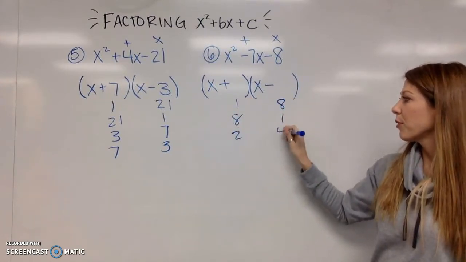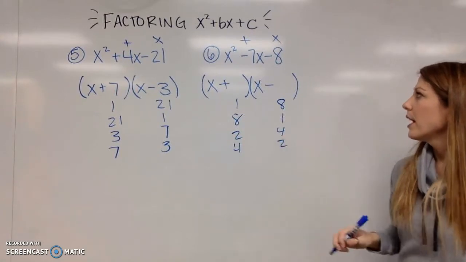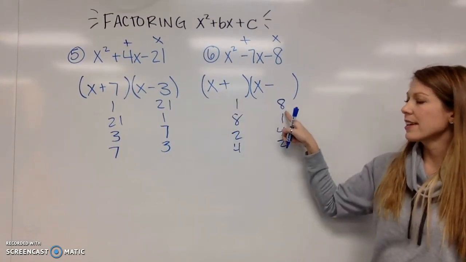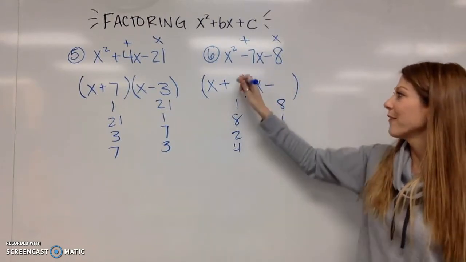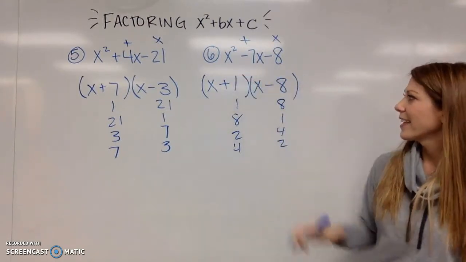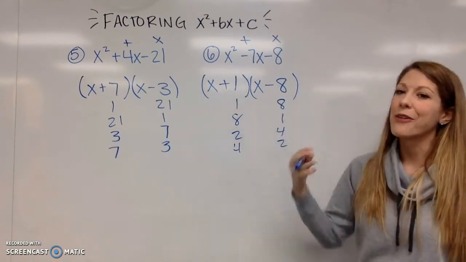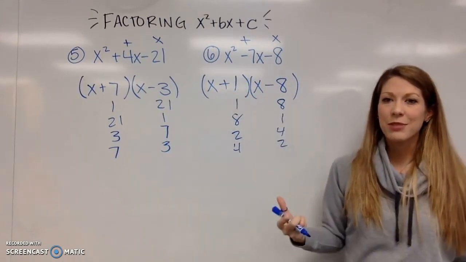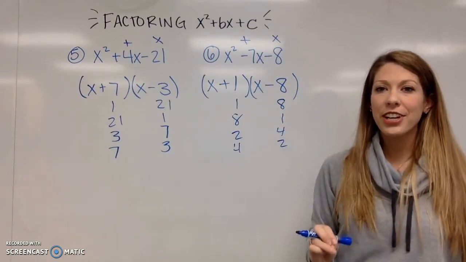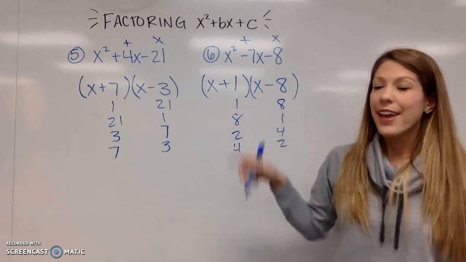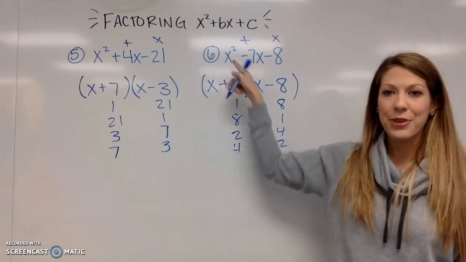We have 2 and 4, or 4 and 2. So when we go through, if we take positive 1 and negative 8, we do get negative 7. So first try. So our final answer would be x plus 1 and x minus 8, or x minus 8 and x plus 1. And remember, you can always check your answer by distributing that out or foiling it out and making sure that your final trinomial is what we started with.